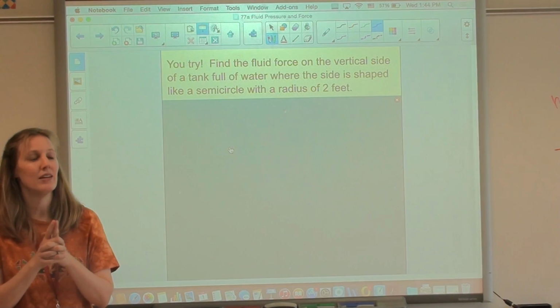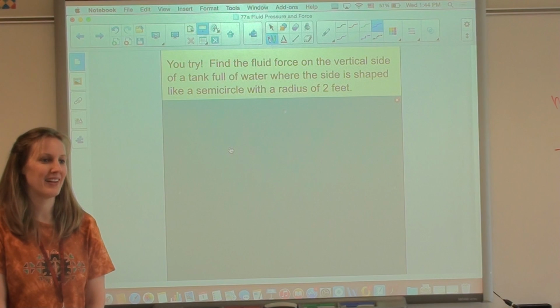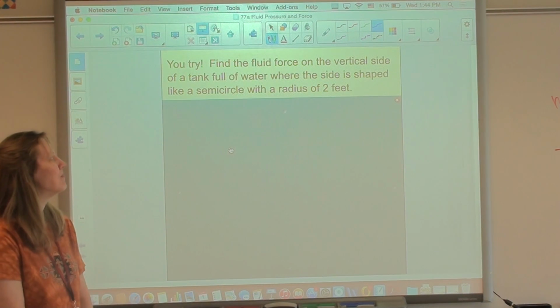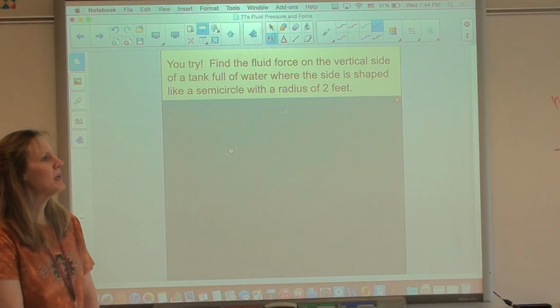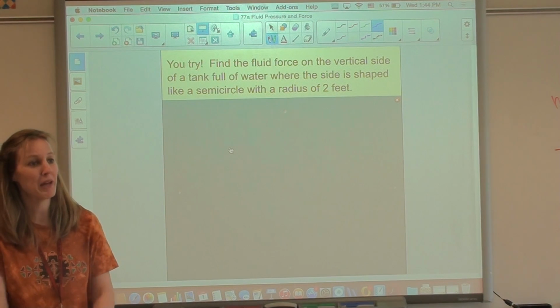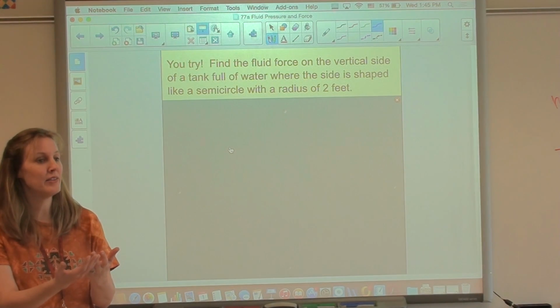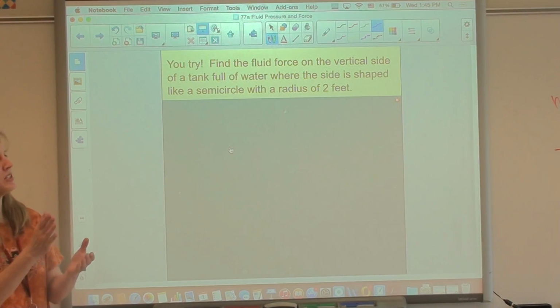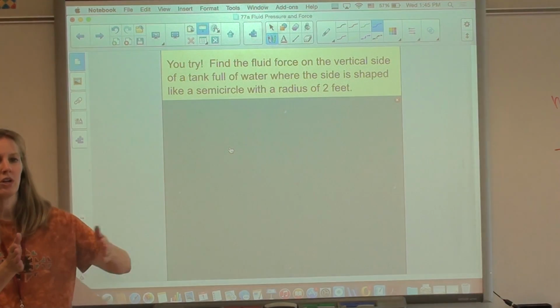Yes? Is this a hemisphere? It would not be a hemisphere because that would be half of a sphere. And this is actually a semicircular prism.